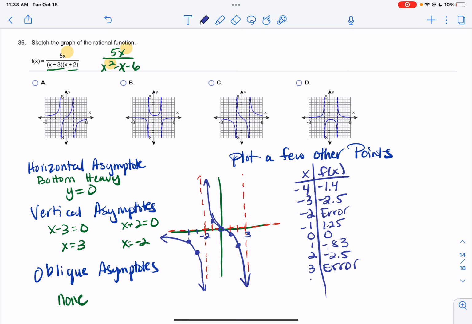Now let's pick a few points to the right of 3, for example, 4 and 5. When you plug 4 into the original function for x, you get 3.3. When you plug in 5, you get 1.8. So let's plot those. When x is 4, we have 3.3. When x is 5, we have about 1.8. Again, this is a really rough sketch, but it's going to approach that vertical asymptote, and it's also going to approach that horizontal asymptote to the right. So out of all of those graphs, the one that looks most like that is C.